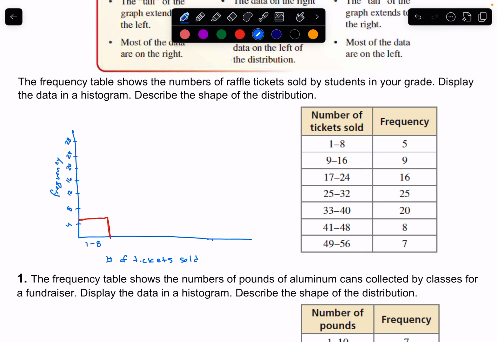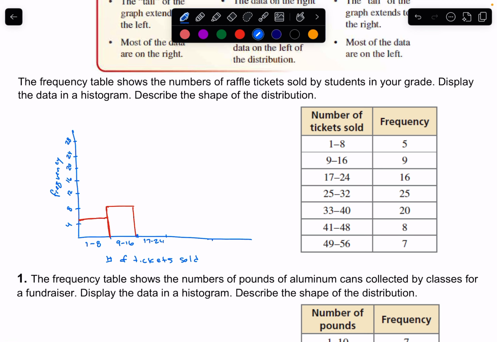So I'm going to try to go the same width. And I'm going to say 9 through 16. And this one goes up to 9. So it goes a little bit taller here. And then my next group is 17 through 24.